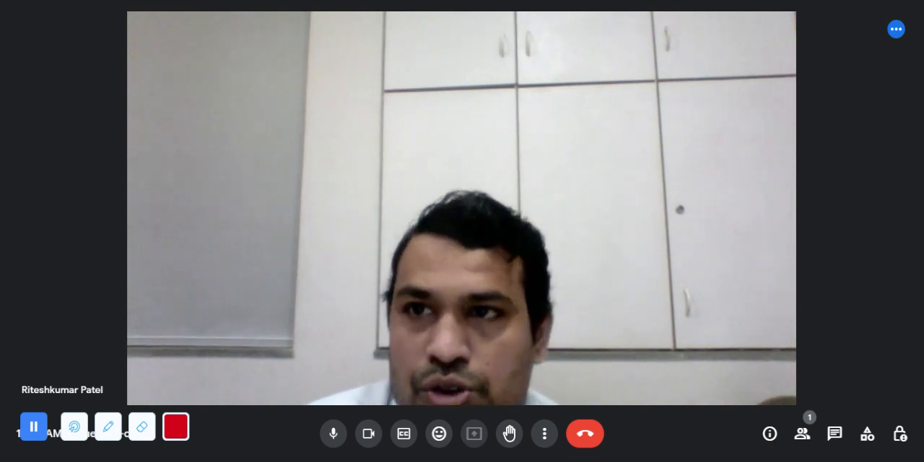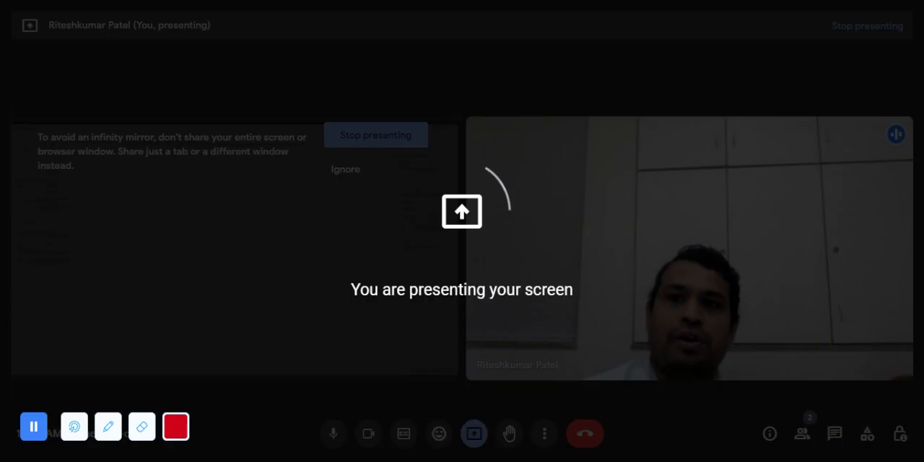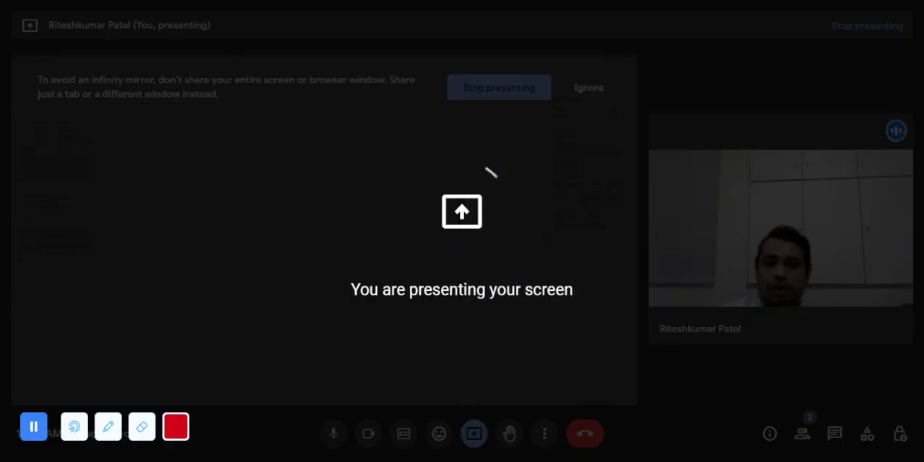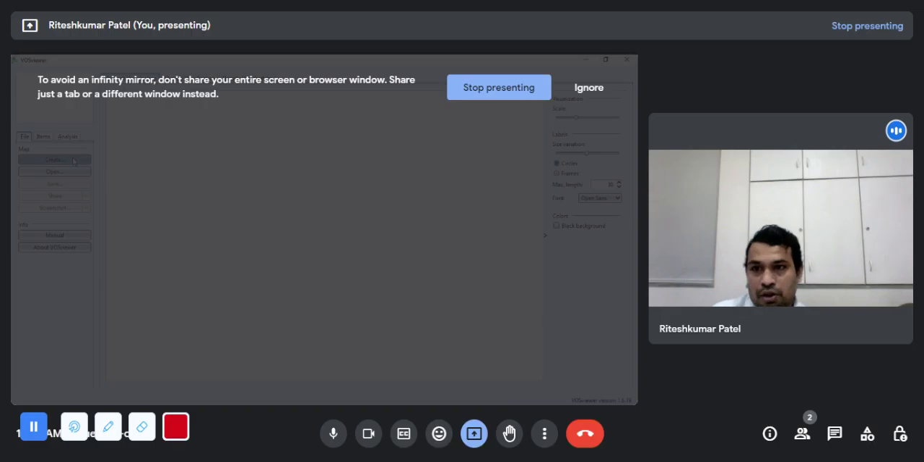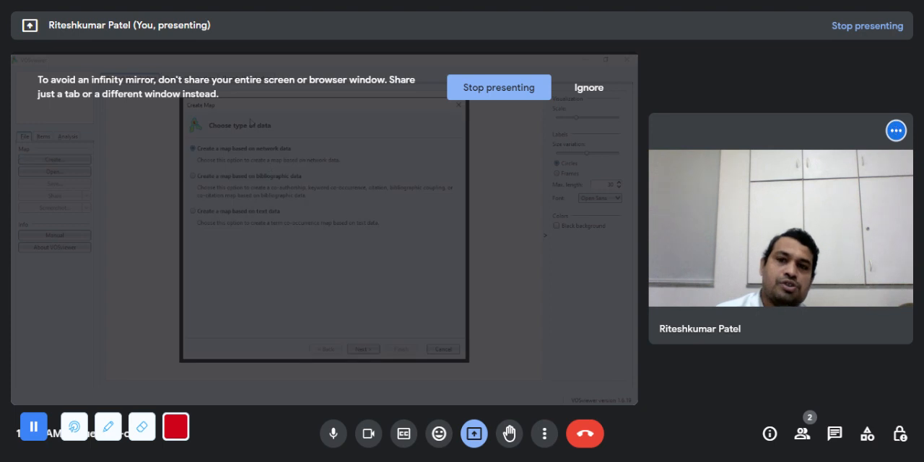Okay, so this is the VOSviewer software, where it shows this kind of window. First, you need to go to Create. When you go into Create, it will give you three options: create a map based on network data, create a map based on bibliometric data, and create a map based on text data. You will go to bibliometric data and click on next. Over here, it will give you another three options, where the first is to be selected, that is read data from database.